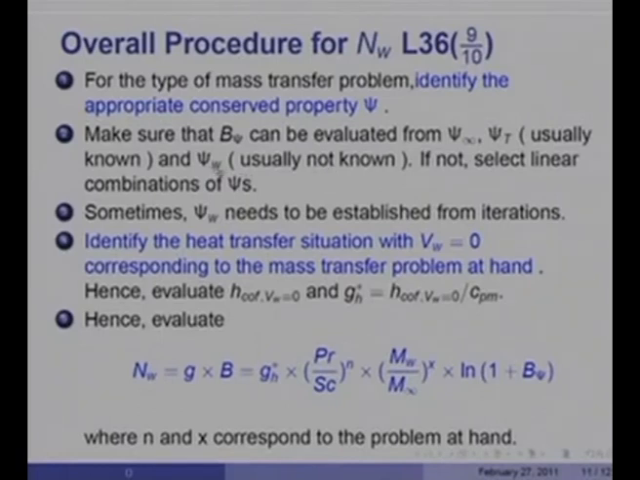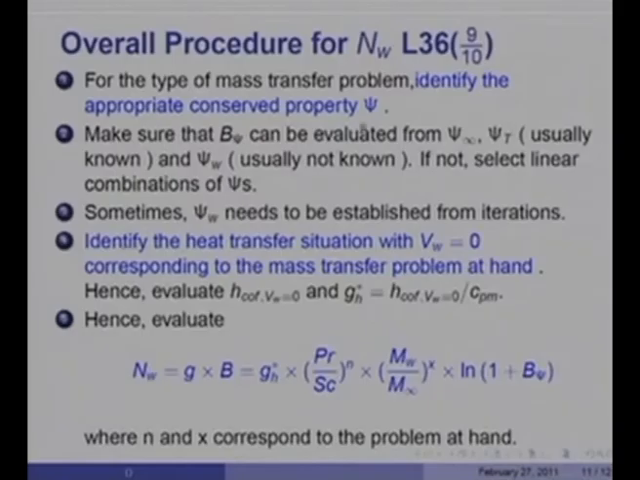For example, psi w can be rendered 0 simply by taking T ref as T w, but many times that is not possible. And then we must select such combinations of psi that the composite variable would not require the value of psi w. We will show you in a practical problem of this nature a little later. But many a times psi w needs to be established from iterations, and I have given you already one example of this type, but we will see many more as we go into the next lectures.